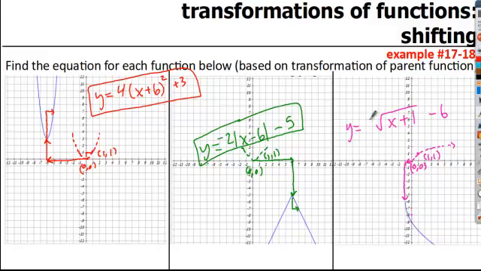So that gives me a multiplier in front of 3. And is it opening up or down? Down, so it's a negative. And that gives me the equation of this line.